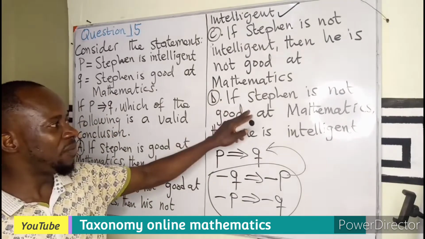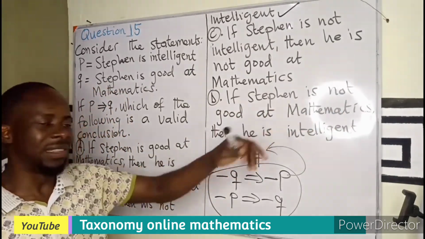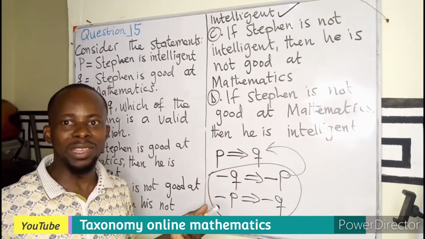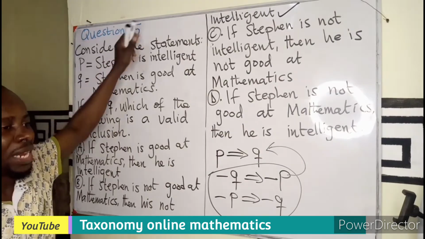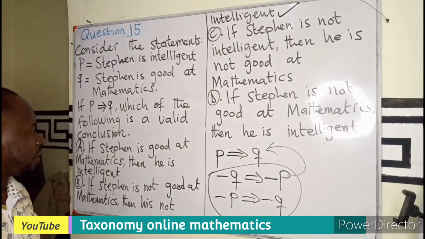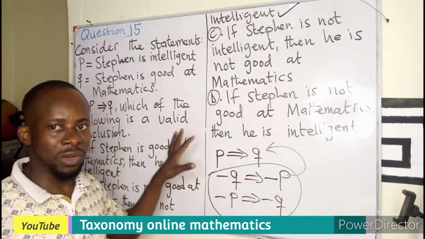Then D: if Stephen is not good at mathematics, then he is intelligent. Obviously, that is not our answer. So from this, question number 15 on logical reasoning, our answer will be B. The best option for this question will be B.